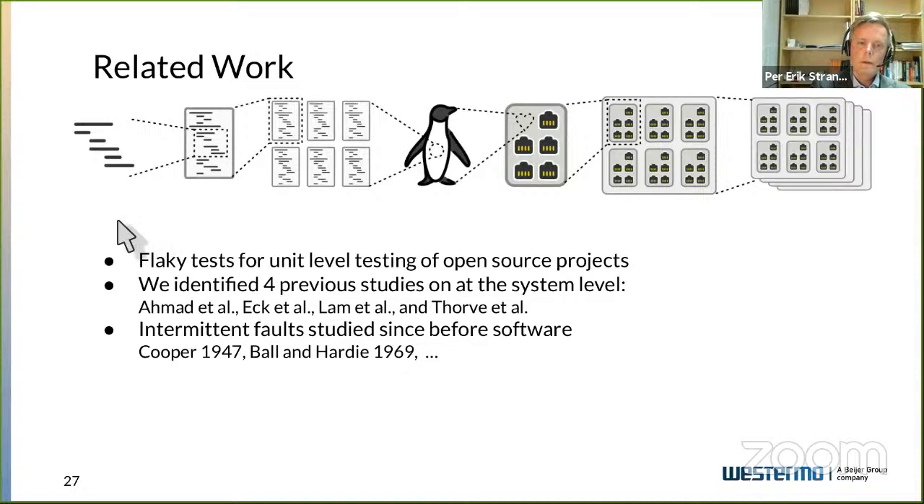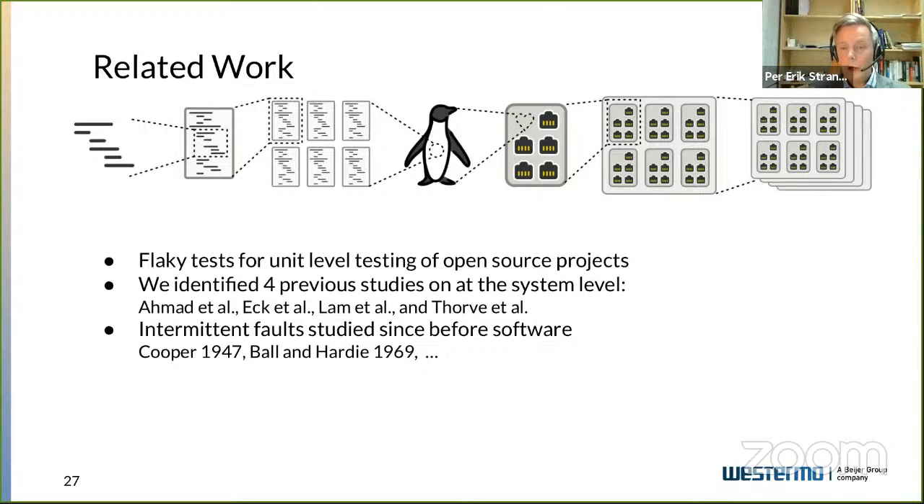So if we start discussing unit level testing down here in the left of the figure, we can see that there is a large body of research that has been done on flaky tests for unit level testing of open source projects in particular. But as we move to the right in this picture, we could only identify four previous studies that are on a system level. And these are papers by Amar et al, Ek et al, Lam et al, and Torv et al. And now today at ISSTA here, we have had another paper by Lam et al on a similar topic, which is very interesting. But there seems to be a shortage of research up on a system level.